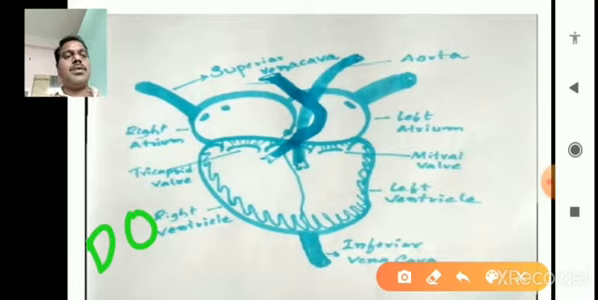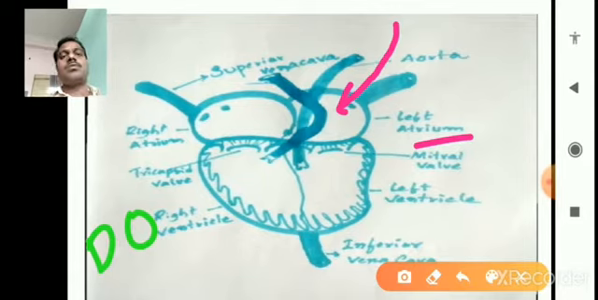At the same time the left atrium collects oxygenated blood from the pulmonary vein. The pulmonary vein only collects oxygenated blood, but the inferior vena cava and superior vena cava collect deoxygenated blood. Now the oxygenated and deoxygenated blood are transferred at the same time into the left atrium and right atrium. So the left atrium has oxygenated blood and the right atrium has deoxygenated blood.